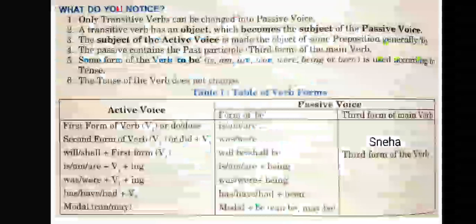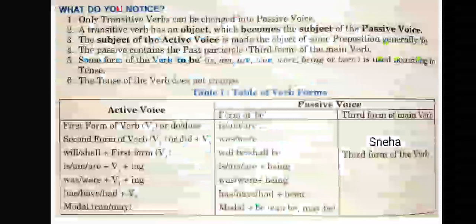The passive contains the past participle, that is the third form of the main verb. Some form of the verb to be, am, is, are, was, were, being or been, is used according to tense as well as person. The tense of the verb does not change. We are not going to change the tense. Whatever tense remains in the active sentence, the same tense we are going to keep unchanged in the passive one.